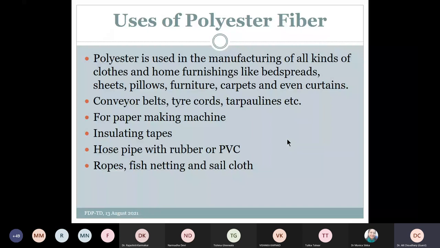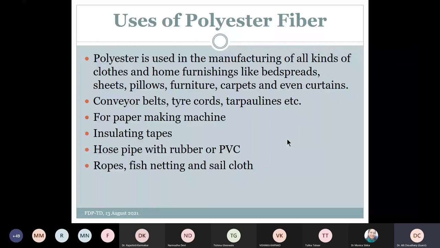In textiles, in all domains of the product, either house furnishing or apparel, cloths, polyester is used for the production of the product.